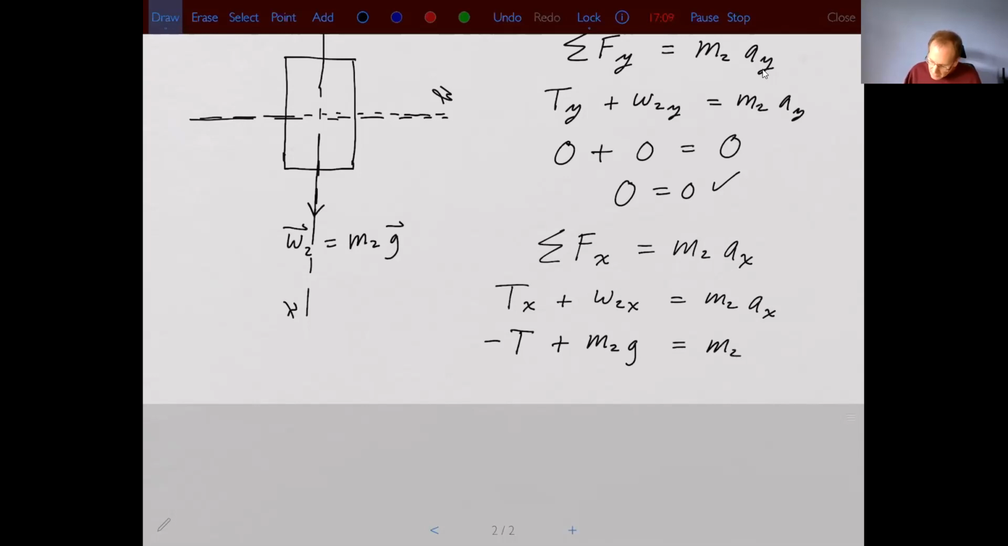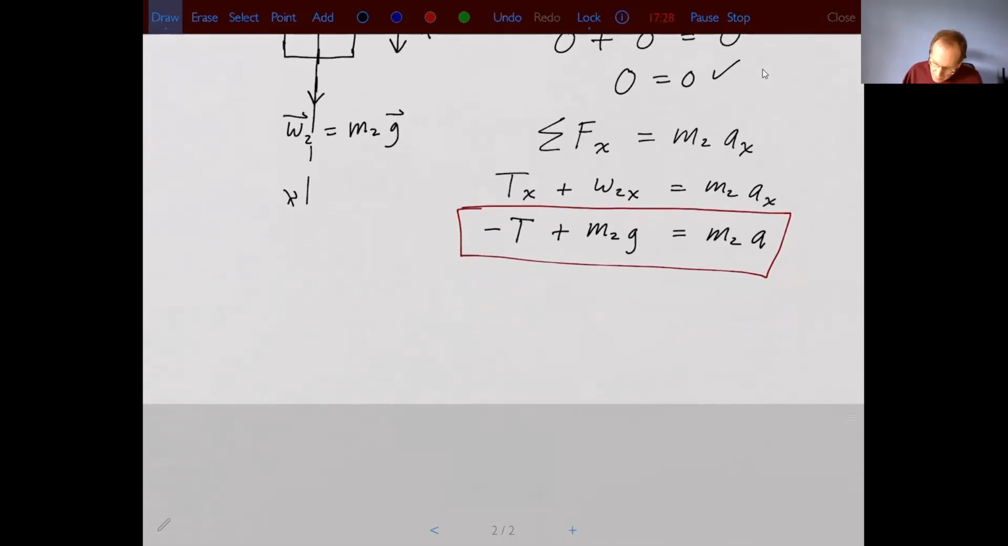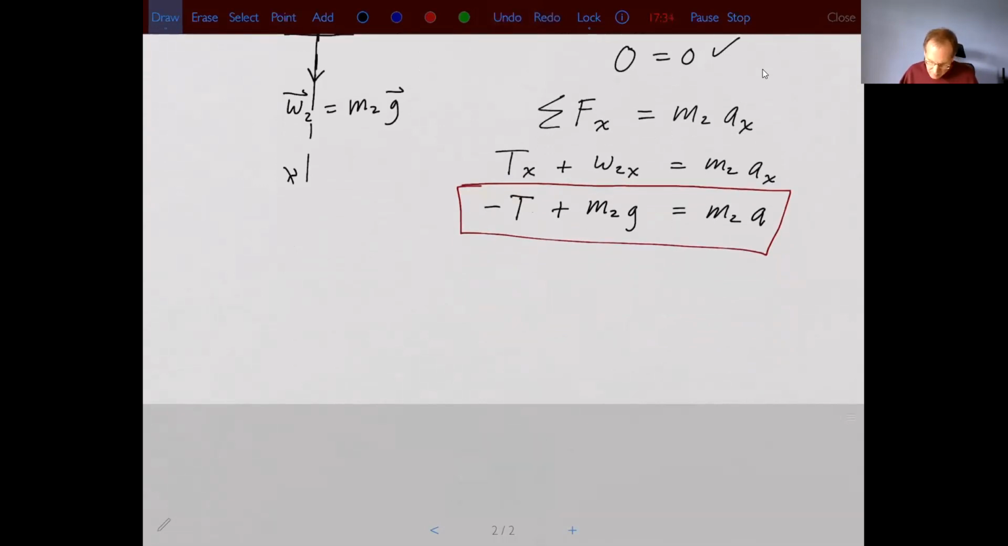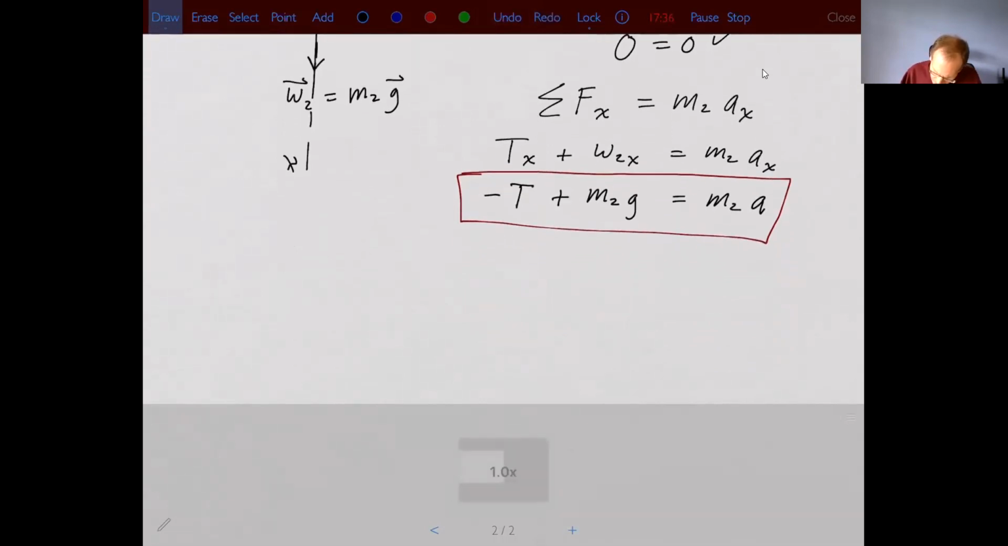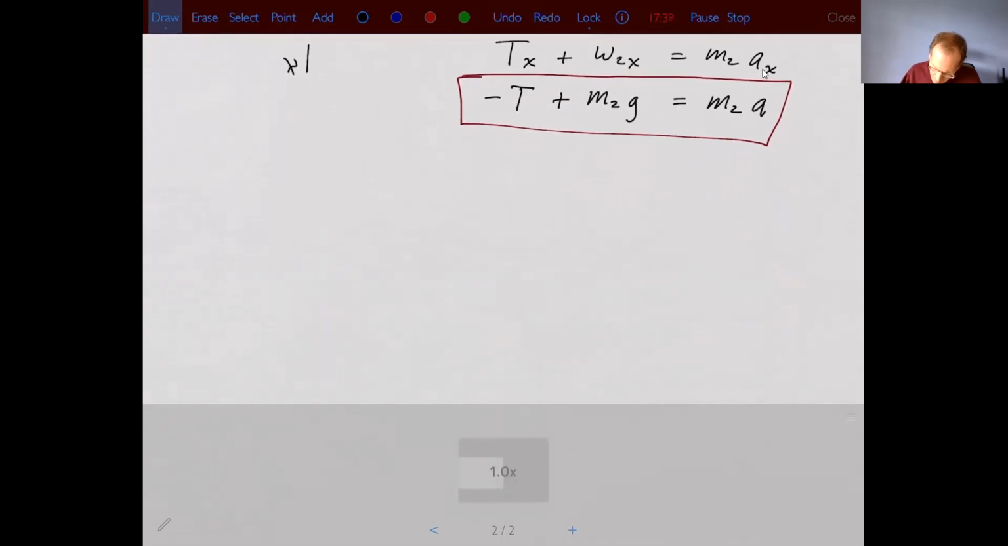But what's the acceleration in the x direction? Well, it's the same a as before, right? It's the a that we're trying to find. So this is just a. So I'll box this. This is like our second really important equation. Okay, now if you think about it, we have that equation. Let me write down the previous equation we found. We also found from before that T equaled m1a, right? So those are our two equations.